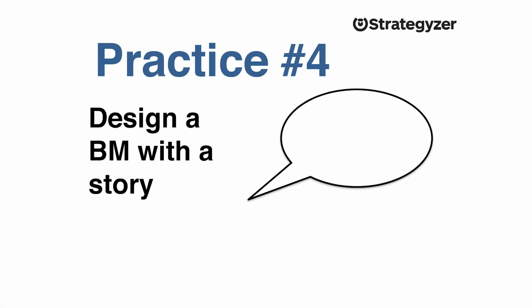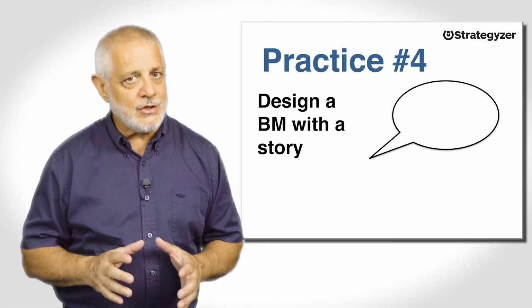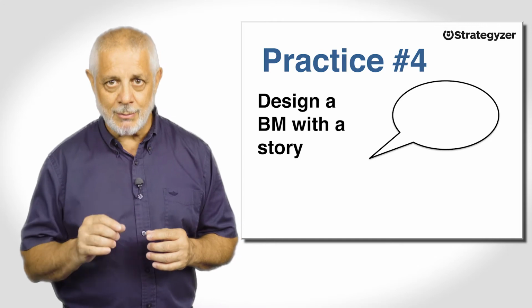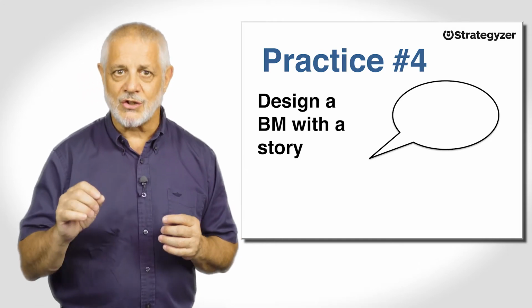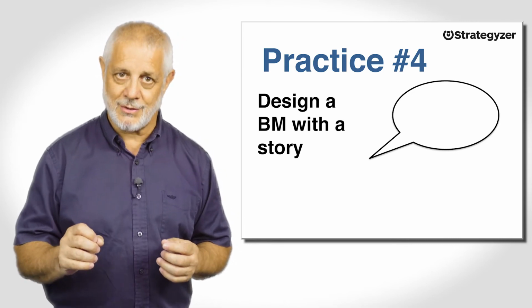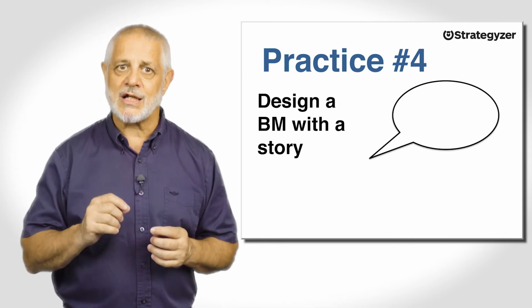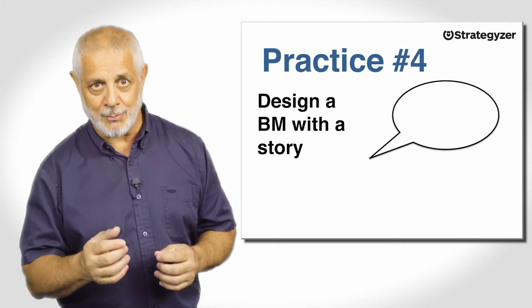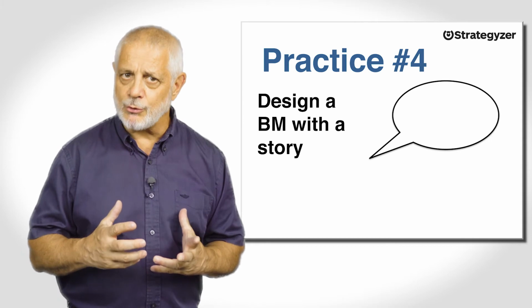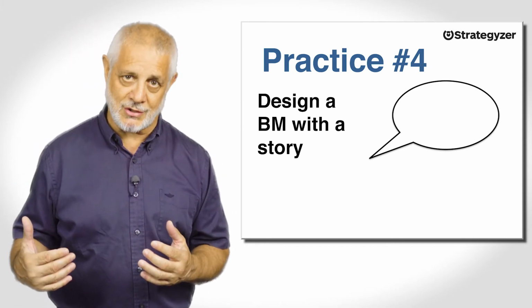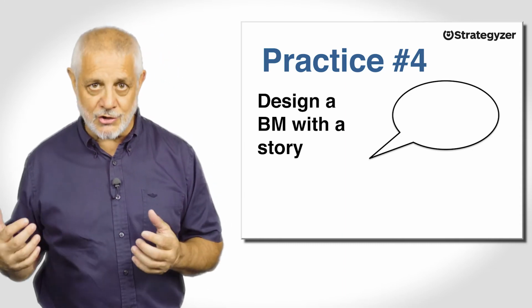Practice number 4. Design a business model with a story. It's not enough to understand each of the components of the business model individually. You should be able to see how each element in the model links with other elements to tell the story of how the business works. Now, this also serves as a check and balance that you have covered all the necessary elements in the business. For example, how you accounted for all the resources necessary to support the activities to build the value proposition, or for a particular customer segment.